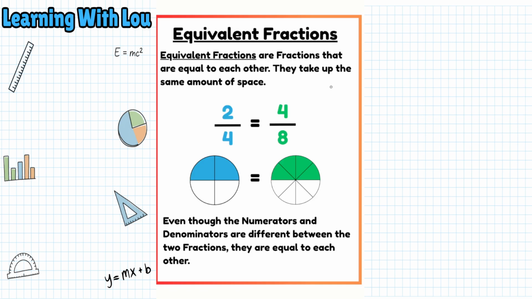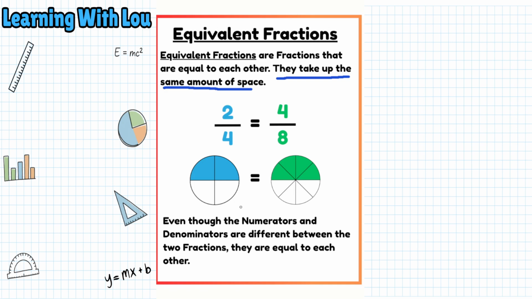So, what are equivalent fractions? They're just fractions that are equal to each other. They take up the same amount of space. So take a look at this here. We got 2/4 and 4/8. These are equivalent fractions. Even though the numerators and denominators are different numbers, they're still equal fractions.